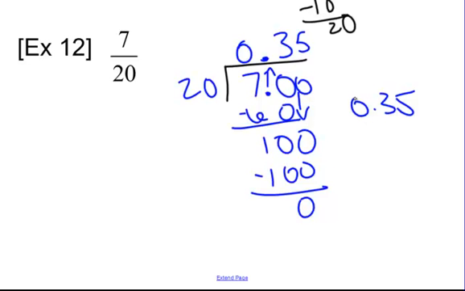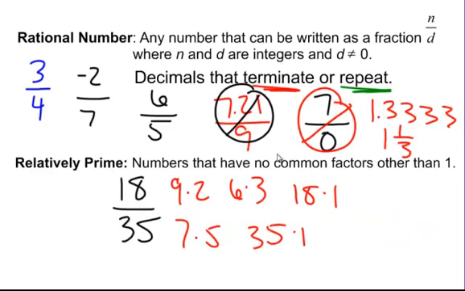Okay. To review, rational numbers are any number that can be written as a fraction, with the numerator and denominator being integers, like 3/4 or negative 2/7. Here's what's not a rational number. Pi is not a rational number because it goes on forever. 3.14157, whatever it is, it goes on forever, so that cannot be a rational number. And then relatively prime: two numbers that don't have any factors in common besides 1.